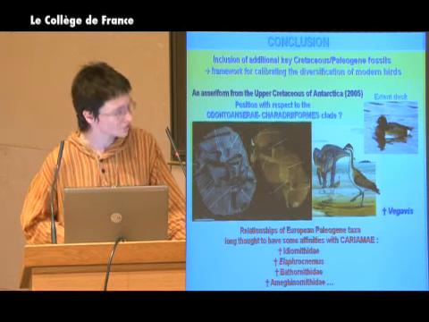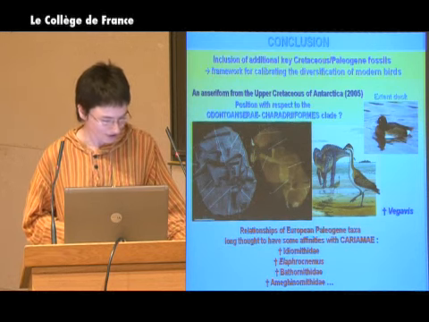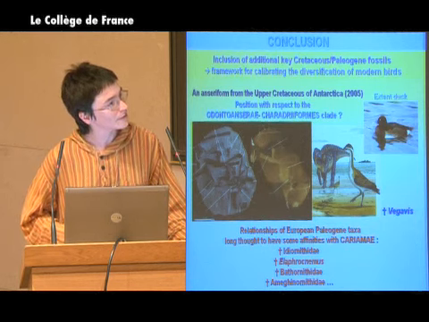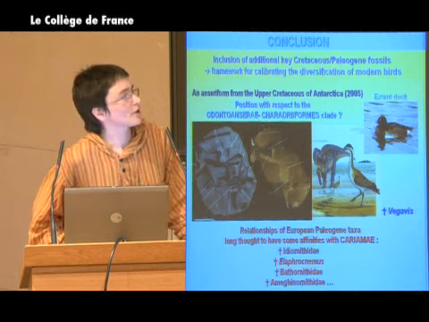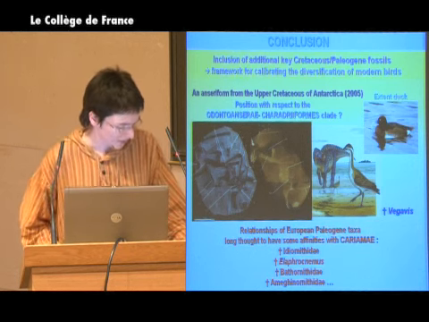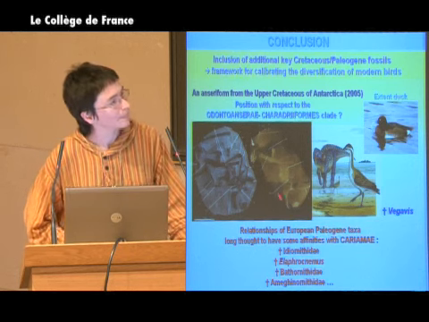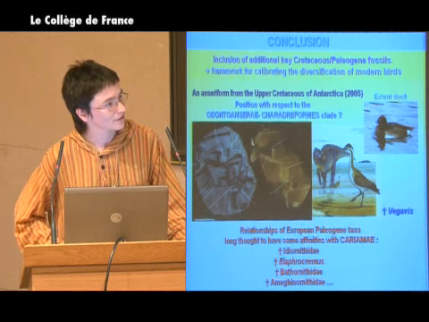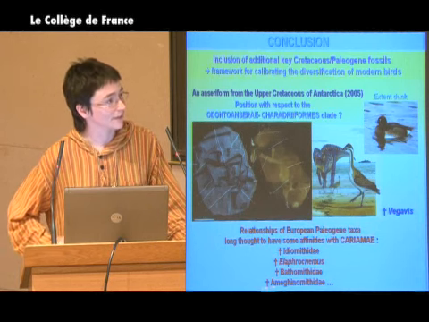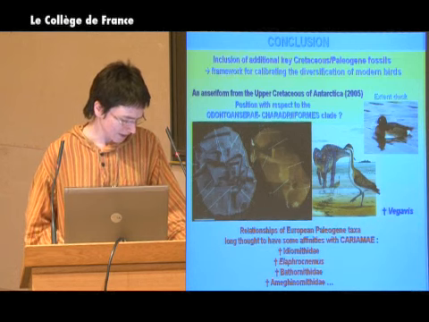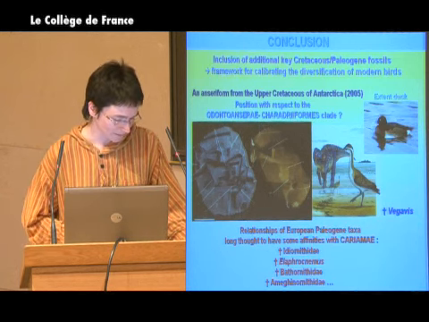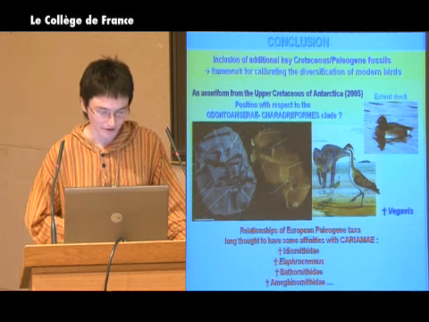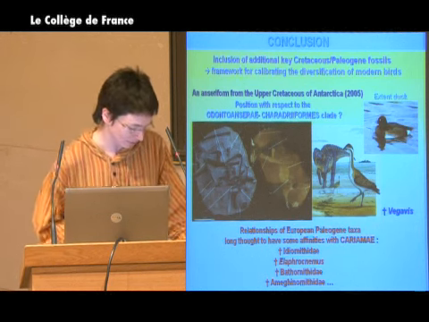Of major importance also is a possible relationship of multiple European Paleogene taxa, which were long thought to have some affinities with the Cariamae, including Idiornithidae, Elaphrocnemus, Bathornithids, and Amphiornithids, among others. So this group would be very important to include in the analysis, especially for a biogeographical purpose.